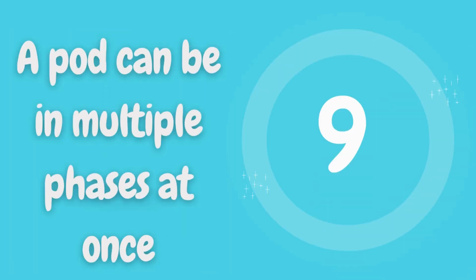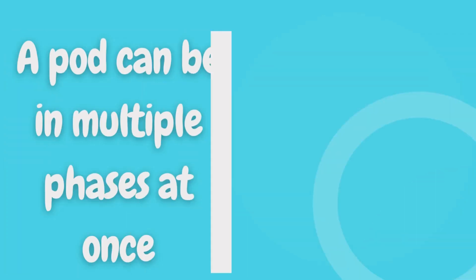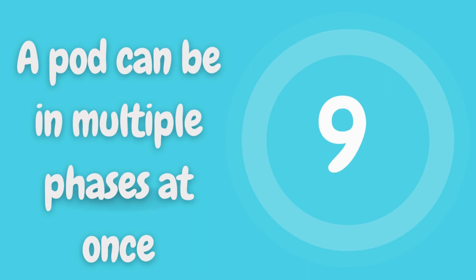So point number 9 is all about a pod being in multiple phases at once. Basically, although a pod goes through distinct phases like pending, running, succeeded, failed, and unknown, it's possible for a pod to be in multiple phases at once. For example, a pod can be in the running state for one container, while another container in the same pod is in the failed phase. So that's the reason a pod can be in multiple phases at once.